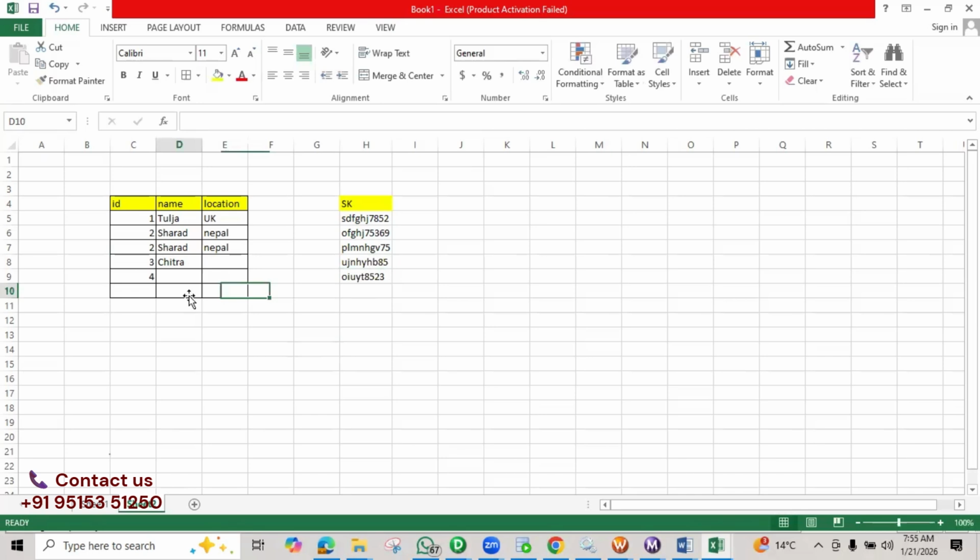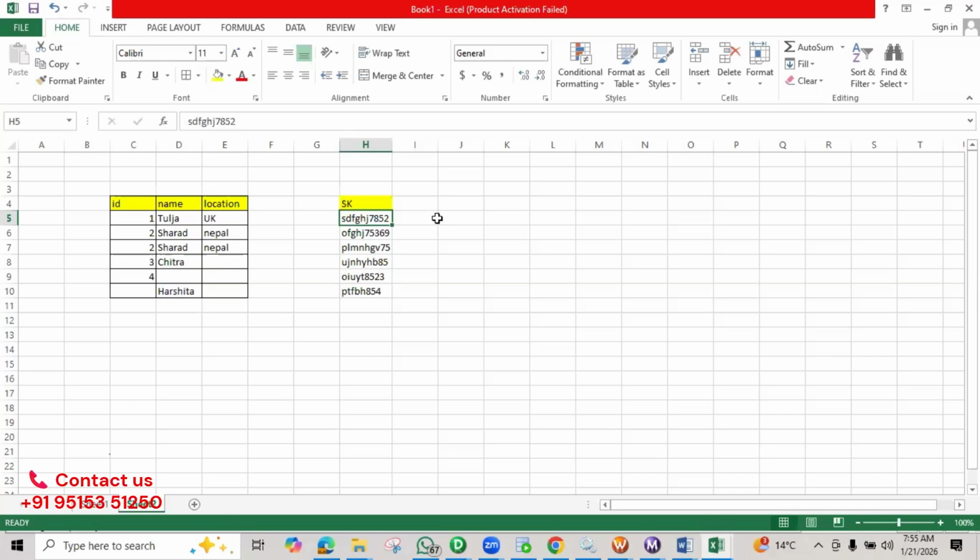It doesn't matter in which column the value is. If the data is there, mandatorily one surrogate key will be generated. So what is the surrogate key? The surrogate key is nothing but this: whenever we insert any value in the table, automatically one surrogate key will be generated, where we will not have any control.